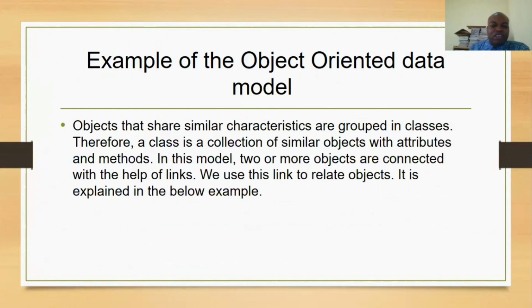So objects that share similar characteristics are grouped in classes. Okay, therefore, a class is a collection of similar objects with attributes and methods. In this model, two or more objects are connected with the help of links. So we use this link to relate objects. It is explained in the below example.